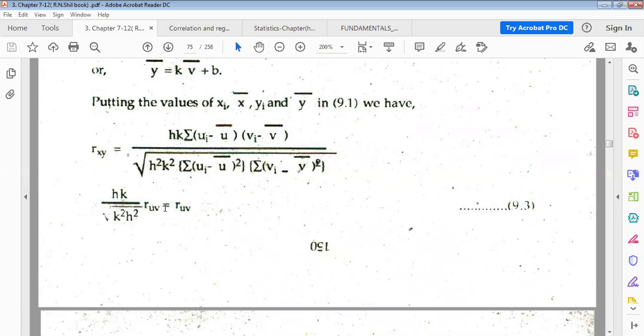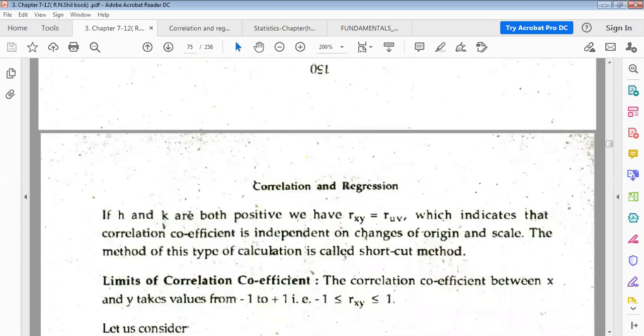This equals what? The correlation coefficient of u and b. That means Rxy equals r_ub; we have proved that. The correlation coefficient between x and y is equal to the correlation coefficient of u and b. Understand? If a and k are both positive, the correlation coefficient between x and y equals the correlation coefficient between u and b. That means these are equal, which indicates that the correlation coefficient is independent of changes of origin and scale. There is no effect of origin and scale.